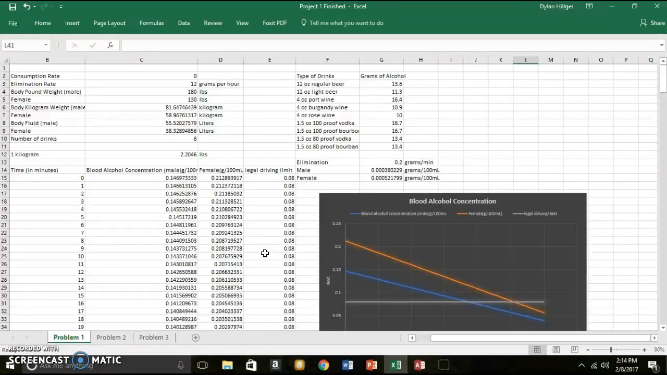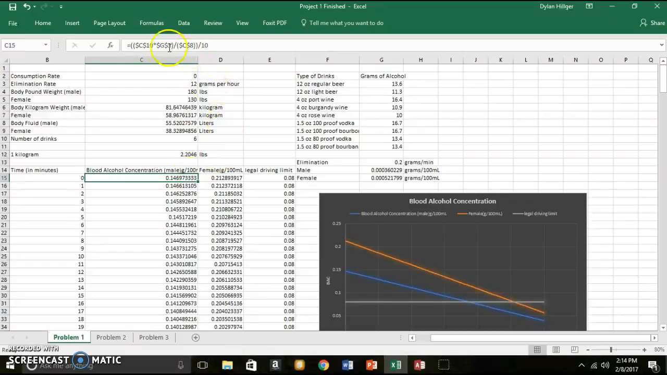For problem 1, that was where we had to set up all the mathematics behind it. We had to determine an overall function where we figured out the number of drinks, multiplied that by the grams of alcohol consumed, divided by the body fluid, and then multiplied that by 10.